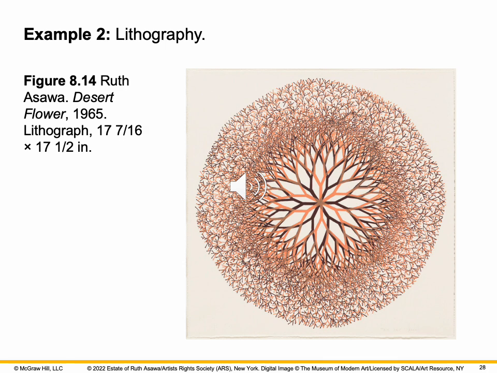Ruth Asawa used a single matrix for Desert Flower. The branches that spread radially from the center in beige and black are printed from a single stone. The artist first inked and printed the image in black. She then turned the stone 90 degrees and printed it in beige ink, overlapping the black ink to create a dense network of lines.